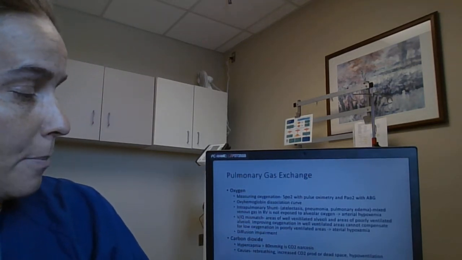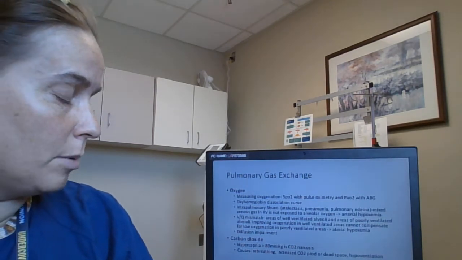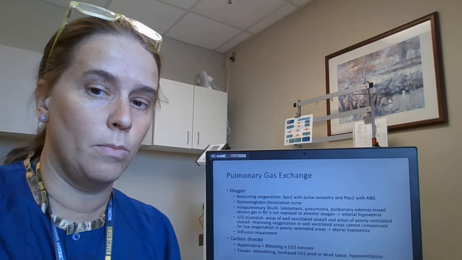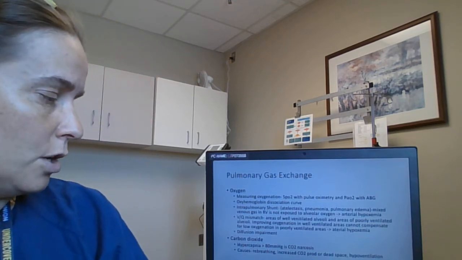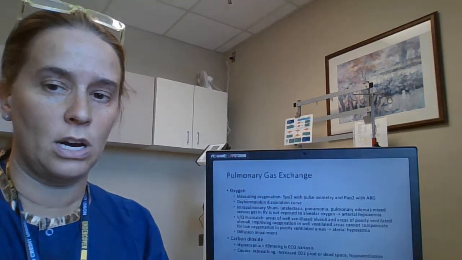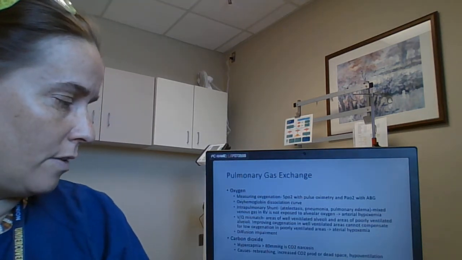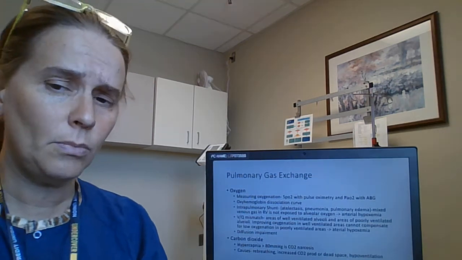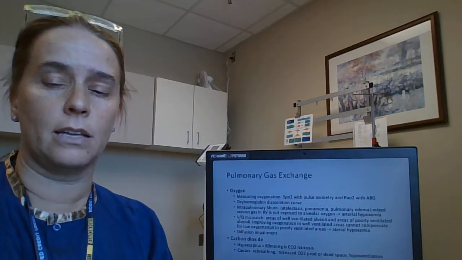Carbon dioxide. Hypercapnia greater than 80 millimeters of mercury is considered CO2 narcosis. So, most of the time, increasing CO2 causes increased ventilation and respiratory drive. There are some causes, though, of hypercapnia while under anesthesia. I listed some there. And it's a great thing to talk about, I think, at the time of extubation.